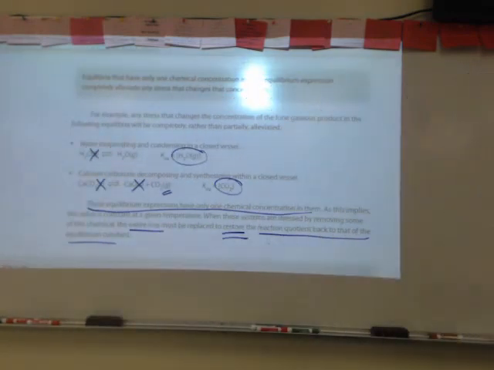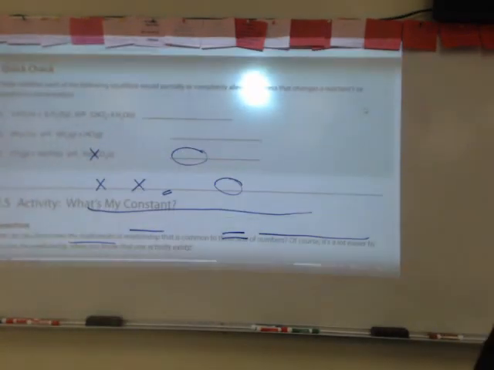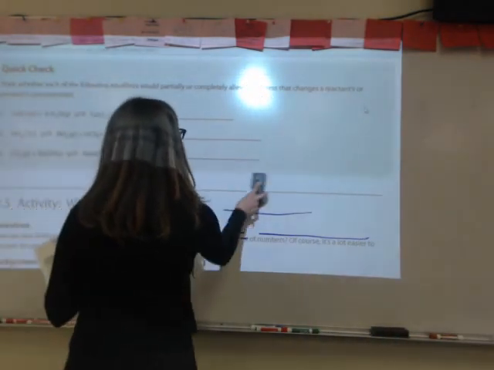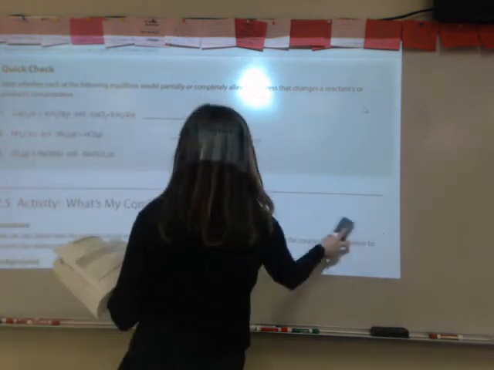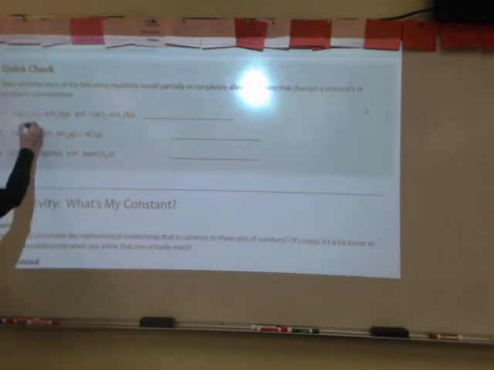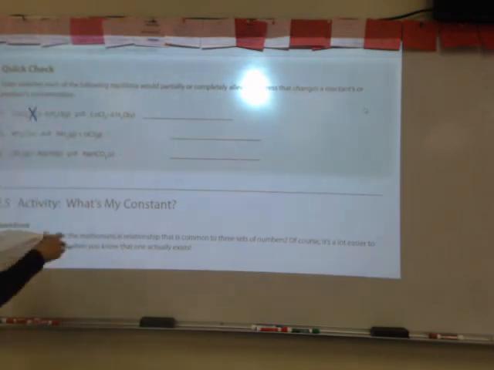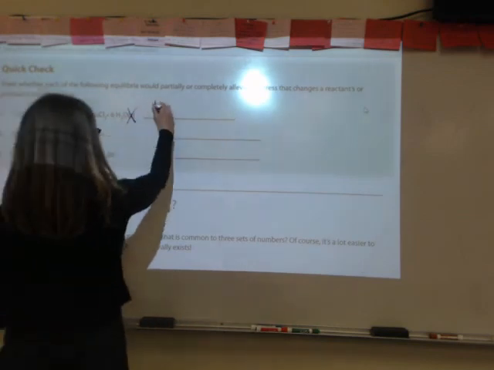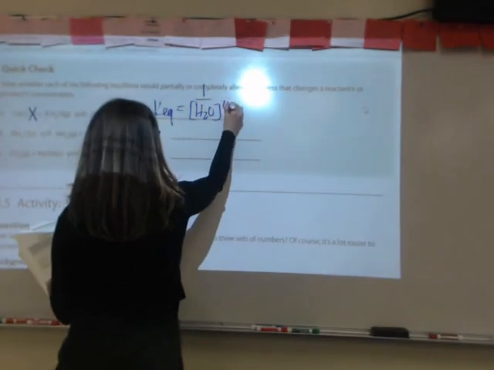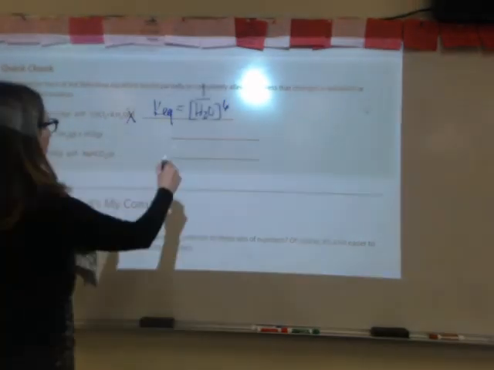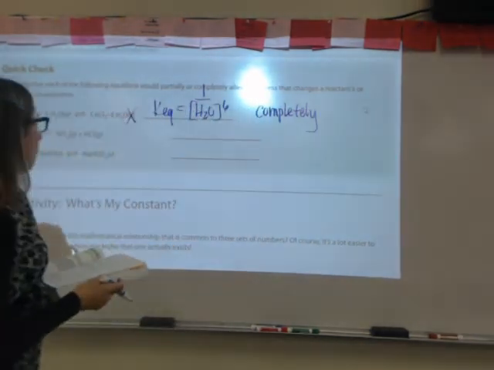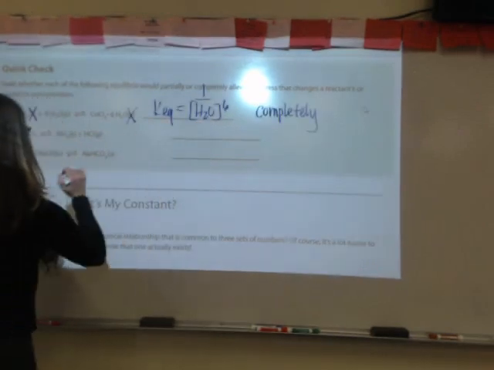So if you're taking a look at the quick check down here, I want you to state whether each of the following will partially or completely alleviate a stress that changes a reactant or product's concentration. If you take a look at number 1, we have cobalt 2 chloride solid. That's out, and then my product is a solid. That's out. So that means my KEQ is 1 over water vapor raised to the 6th power. Well, I'm going to have to completely alleviate the stress because I only have one substance in my KEQ expression.